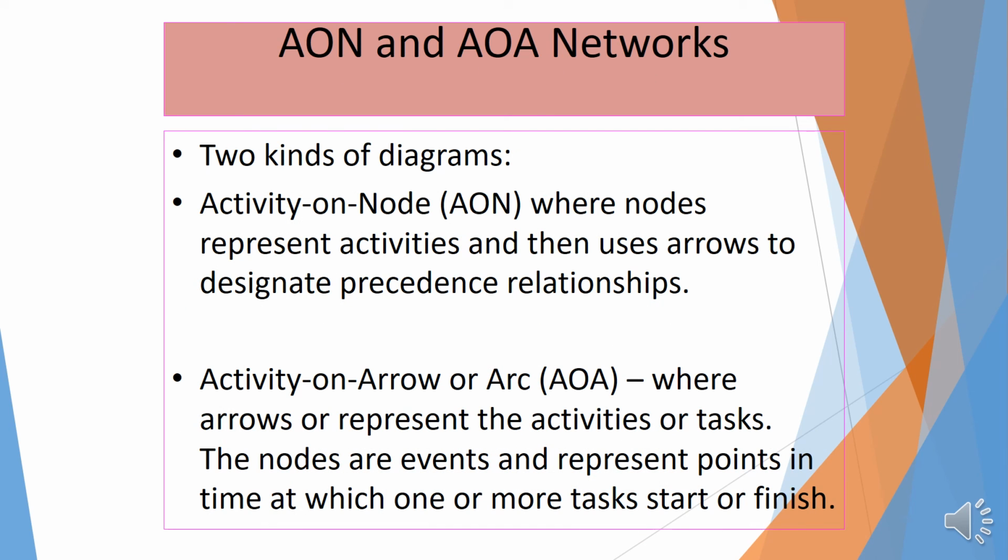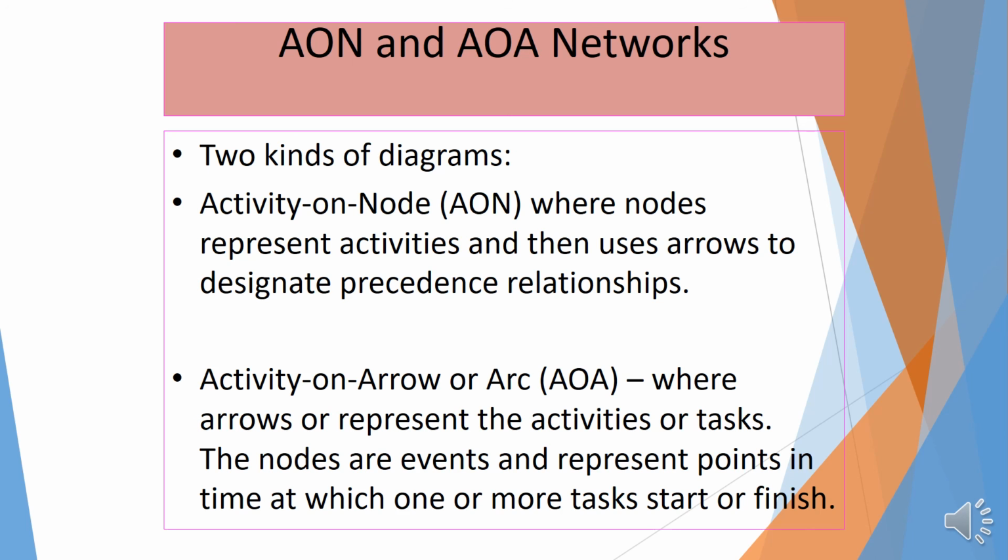So there are two kinds of networks. We can have AON and AOA, simply activity on the node and then activity on the arc. Activity on the node, where nodes represent activities and arrows designate precedence relationships.